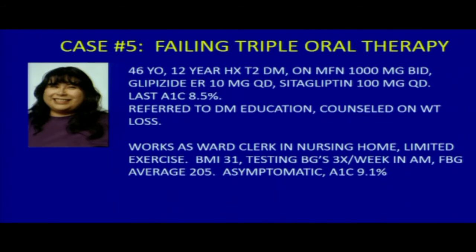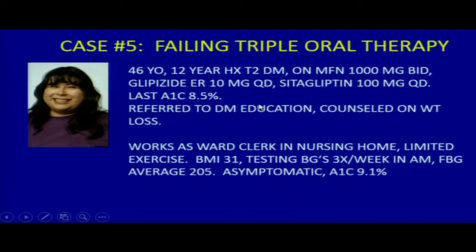So the next case is the same patient, or a similar patient to the first one that presented with one drug, but who needs combination drugs now. This is a lady who has a 12-year history of diabetes and is already on two, or maybe three, drugs: metformin, glipizide, and sitagliptin. This is a DPP-4 inhibitor, once a day.